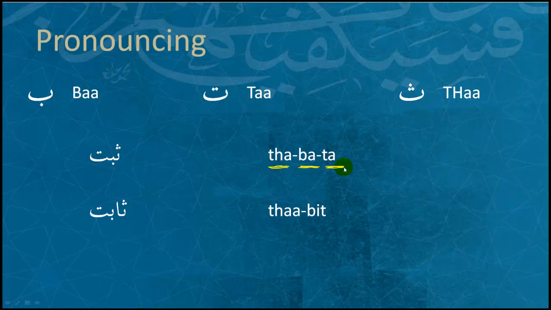Okay. Now we're going to talk about vowels later, but just remember it's not tha ba ta, it's just tha ba ta. Now we see an alif here also. Remember we covered alif in the previous lesson. Just because we've covered it doesn't mean we can forget about it now. It's going to keep coming over and over again. So don't worry, you're going to get enough practice with all these letters.